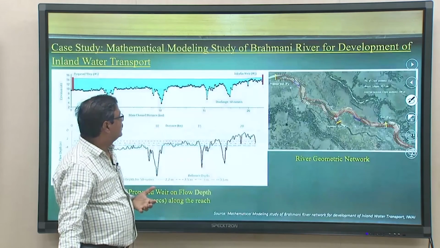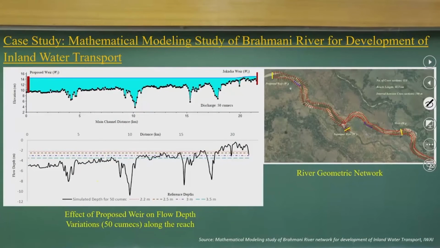Now, a similar case study we conducted was for the Brahmani river. You can look at these cross sections, set up through the HEC-RAS models, and these are the proposed weirs. You can see before weir and after weir, the channel depth requirement, and the longitudinal profiles. This is part of National Waterway 5.